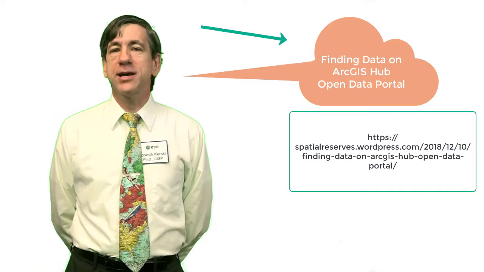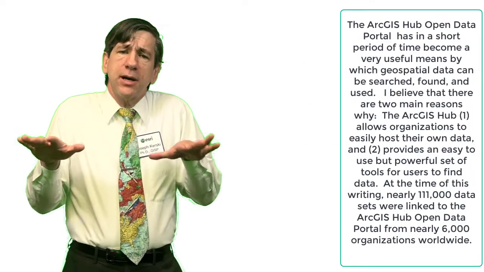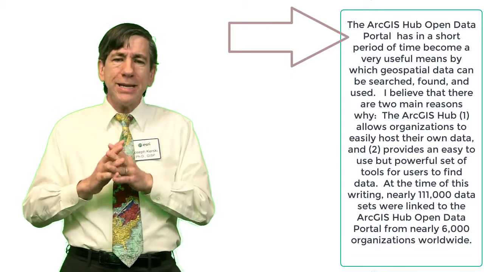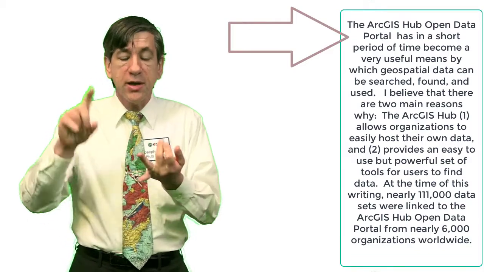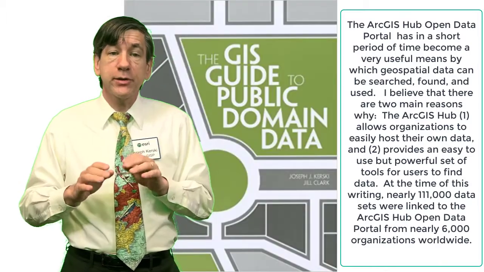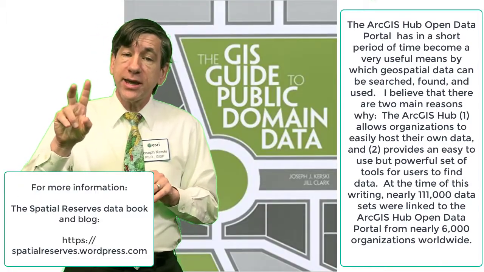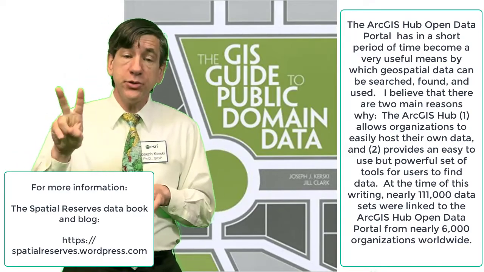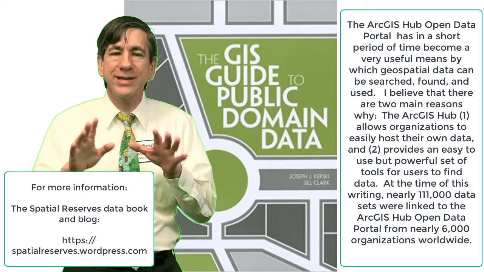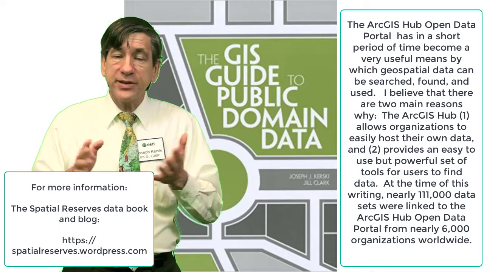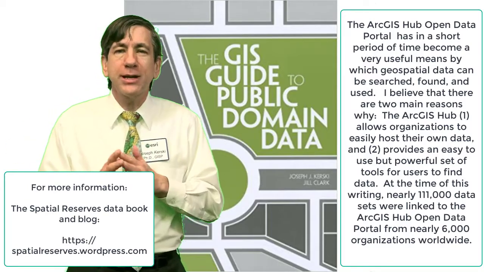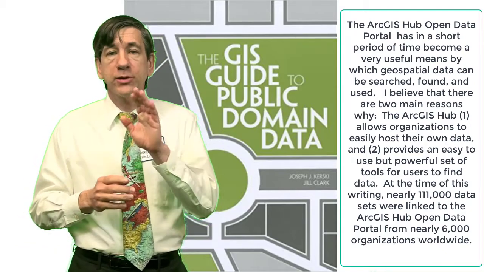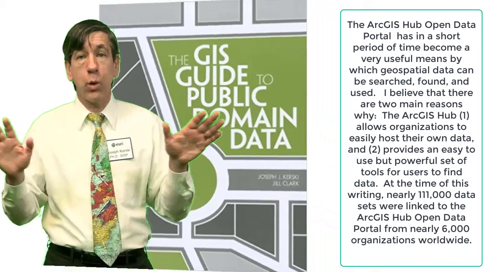Finding data on ArcGIS Hub Open Data Portal. The ArcGIS Hub Open Data Portal has in a short period of time become a very useful means by which geospatial data can be searched, found, and used. I believe that there are two main reasons why. The ArcGIS Hub, number one, allows organizations to easily host their own data. And number two, provides an easy to use but powerful set of tools for users to find data. At the time of this video, nearly 111,000 datasets were linked to the ArcGIS Hub Open Data Portal from nearly 6,000 organizations worldwide. Pretty amazing.